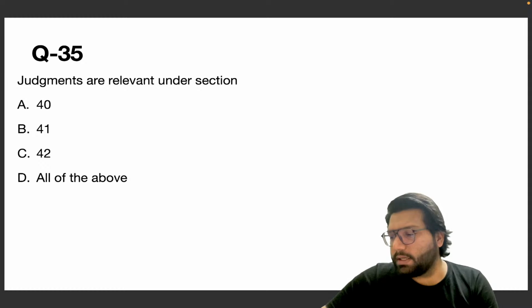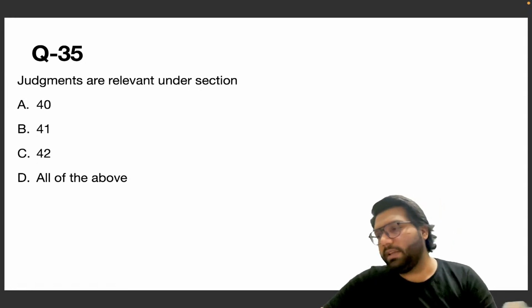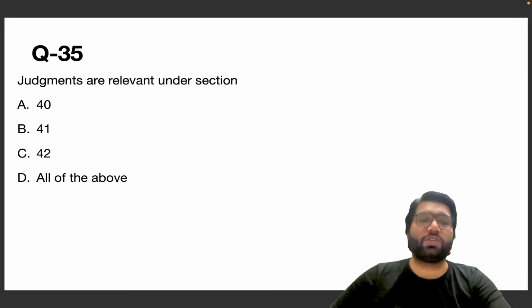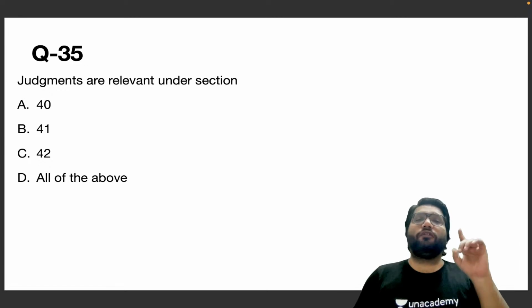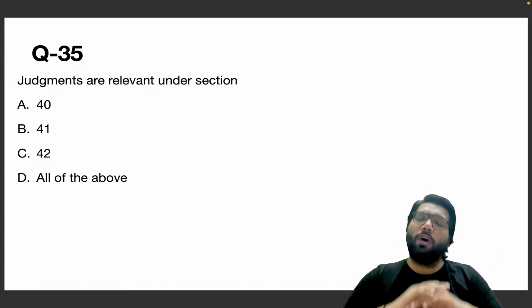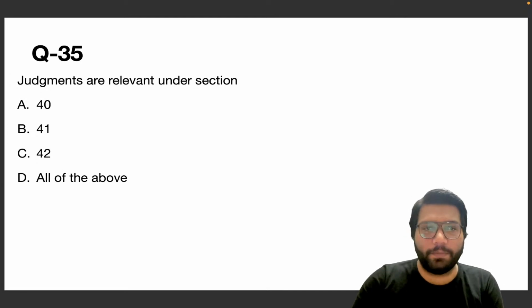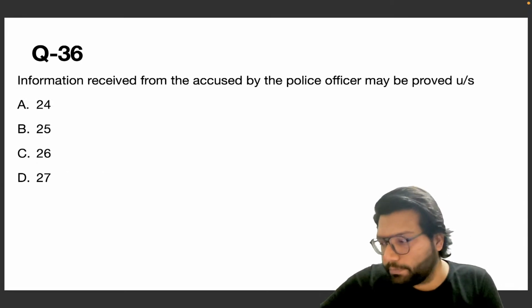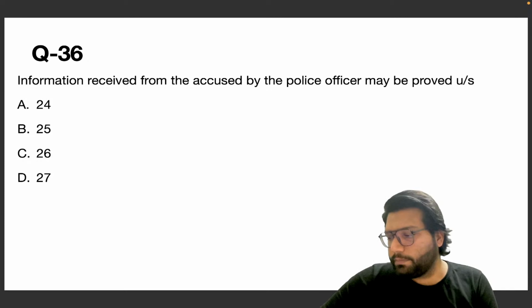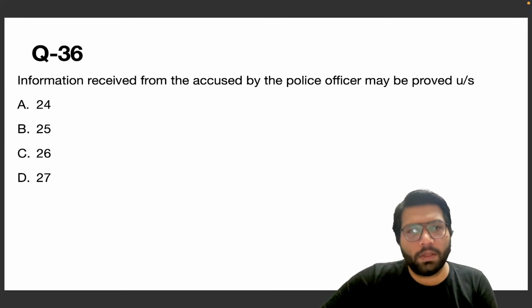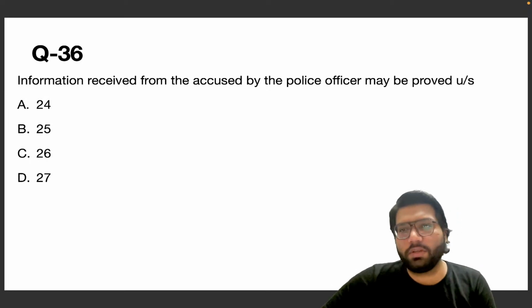First one to answer, Sapna. D, followed by Amit. Yes, D is the correct answer, students. Judgments under section 40, 41 and 42, in all these sections, the judgments are relevant. Information received from the accused by the police officer may be proved under section.